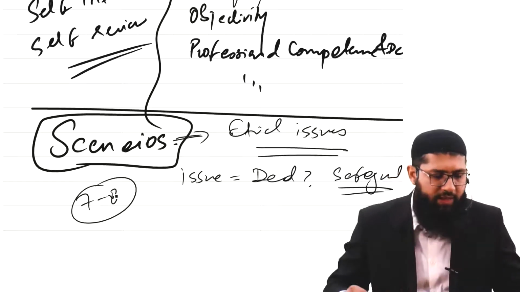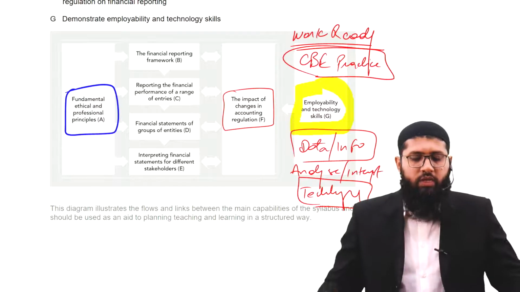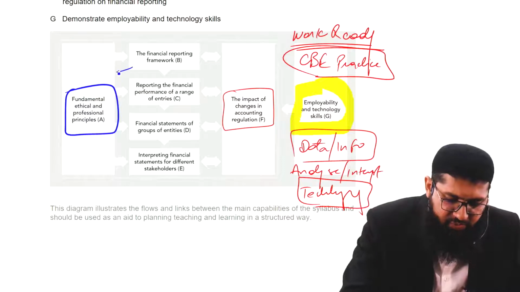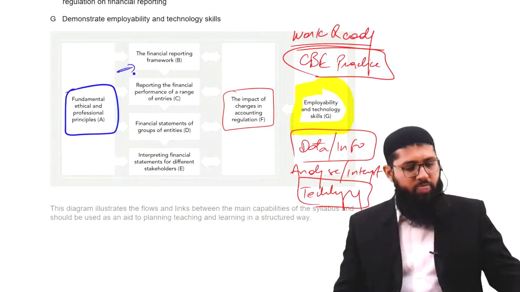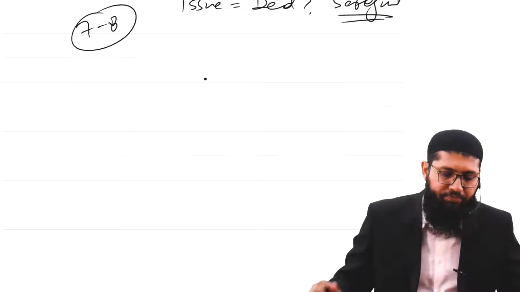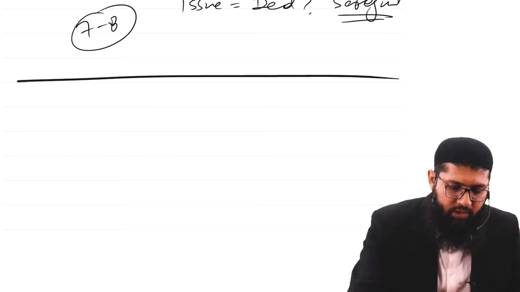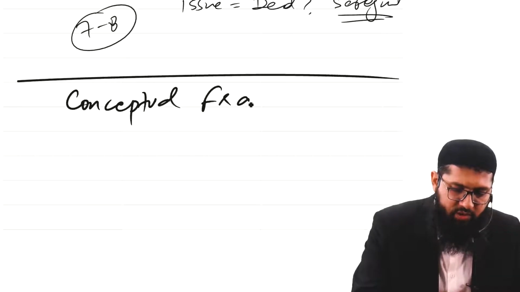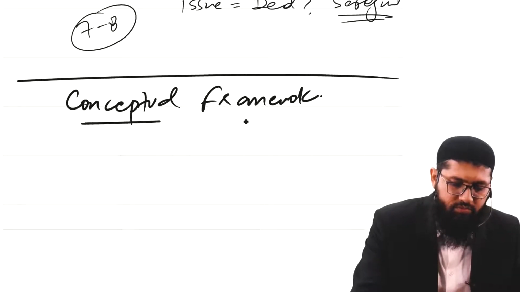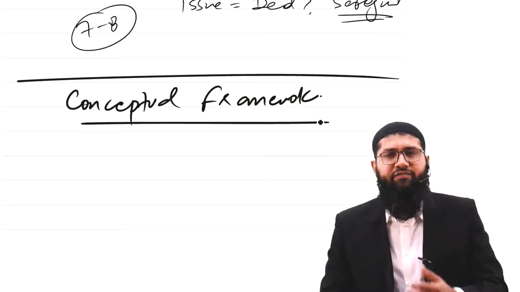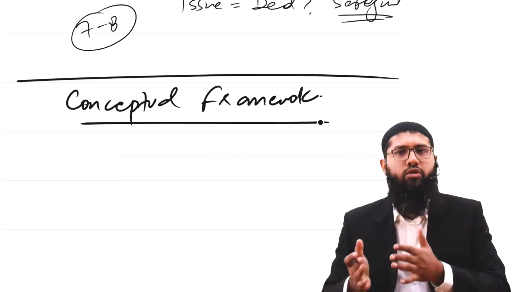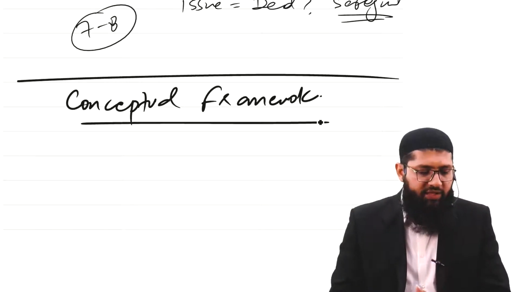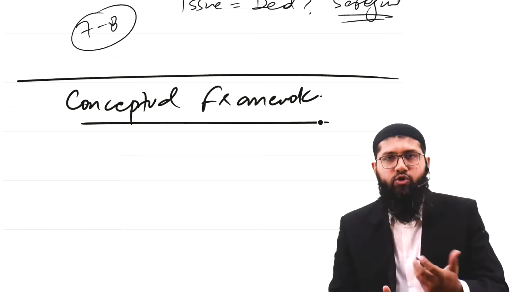Now let's move a bit forward and talk further. You have the other aspects of the syllabus, which is the financial reporting framework. Even at the F7 level, you do have an area which is the conceptual framework. I repeat, even at the F7 level, you do have a topic which is called conceptual framework. Now, what exactly is this conceptual framework? Let me guide you about it.